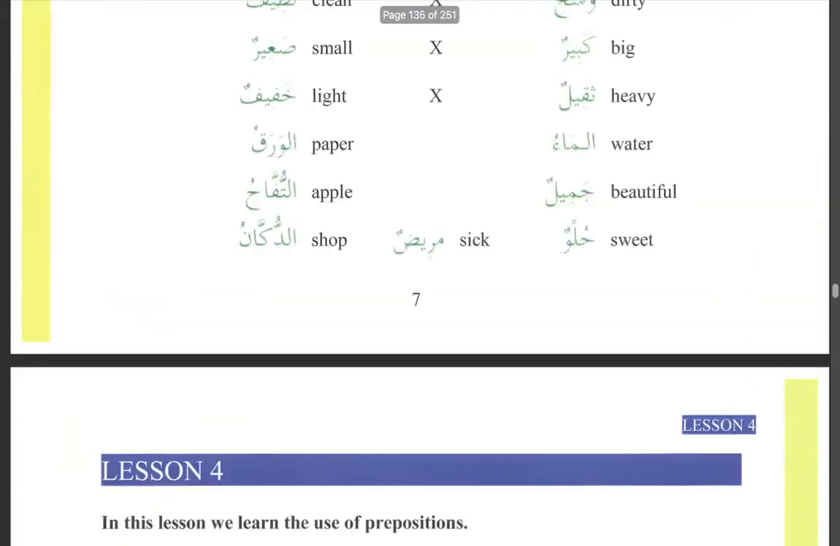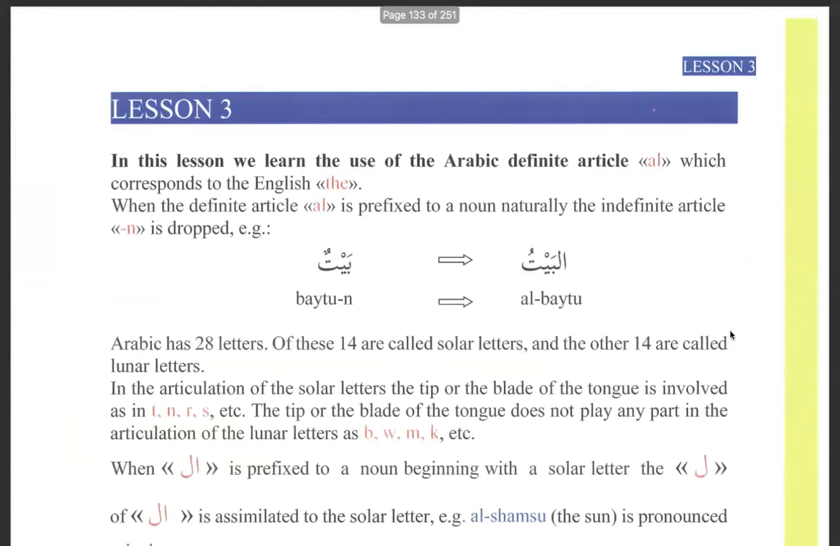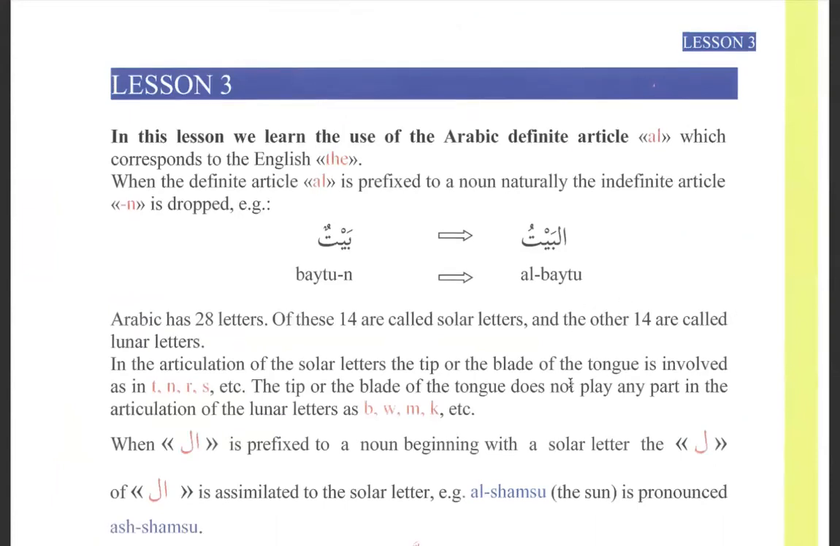Bismillah ar-Rahman ar-Rahim. Nahmadu wa nusalli ala rasulina kareem wa ba'd. All right. Lesson 3. In this lesson, we learned the use of the Arabic definite article al, which corresponds to the English the. So, for example, a cup, ka'sun, the cup, al-ka'su. So I made it definite. When I say al, we know what we're talking about now. Hatifun, the phone, al-hatifu.